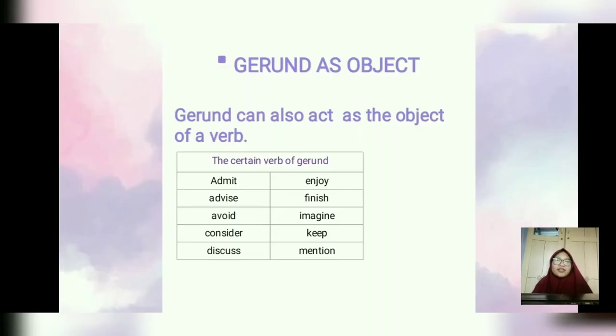Because my friends already told you about gerund as subject, my part just explains gerund as object. Gerund as object can act as the object of a verb, but not all verbs can be followed by a gerund, because only certain types of verb can be followed by a gerund. Some of them, as you can see on the screen, are admit, advise, avoid, consider, discuss, enjoy, finish, imagine, keep, and mention.